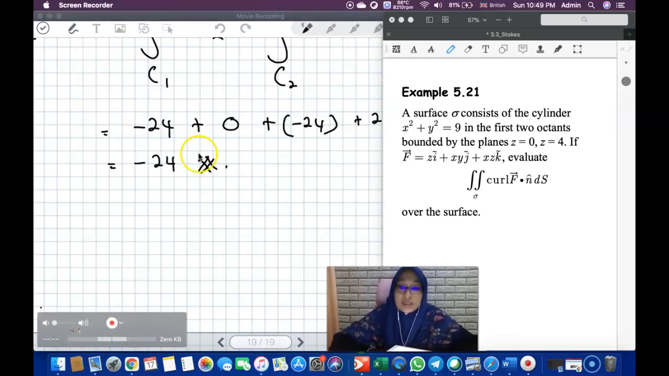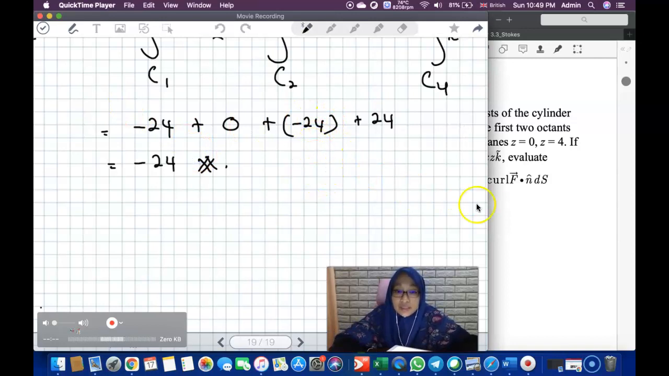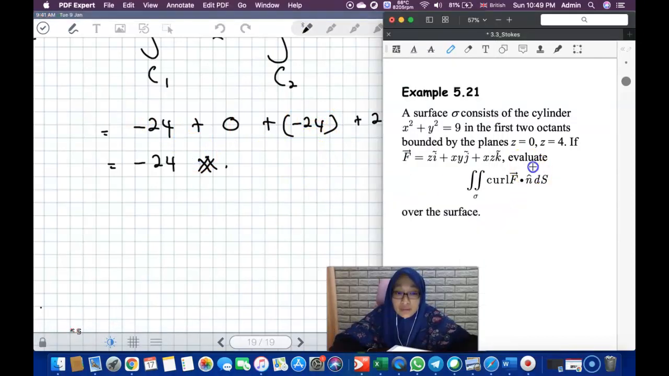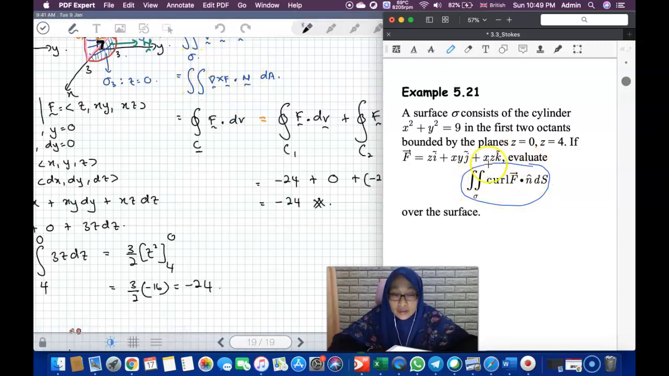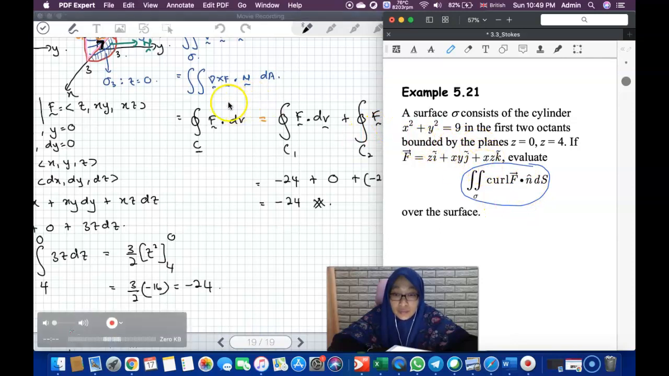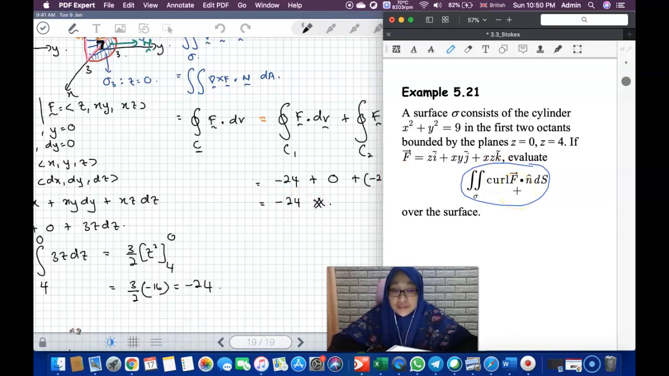So this is the result of evaluating the surface integral using Stokes theorem. Instead of obtaining the surface integral, as asked here, using Stokes we compute the line integral, but you have to provide the four line integrals, and the answer is minus 24. Okay, so I just want to stress here.